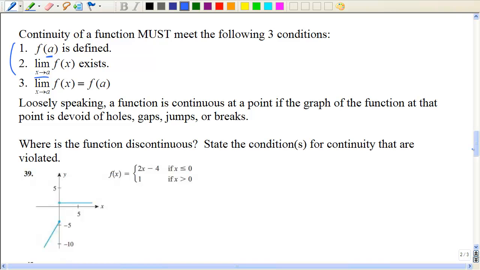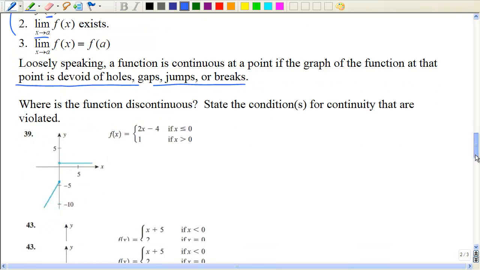Now that's a fancy way of saying that if a function is continuous at a point of the graph, there are no holes, gaps, jumps, or breaks. In other words, could you draw the function without ever lifting your pen or pencil from the paper? And if you can, then it's continuous. If there's a jump, then it's discontinuous at that point.